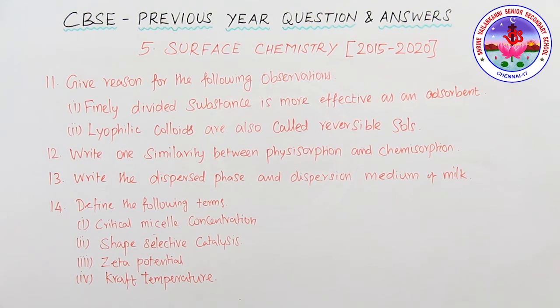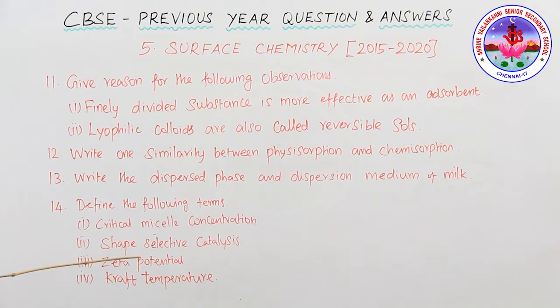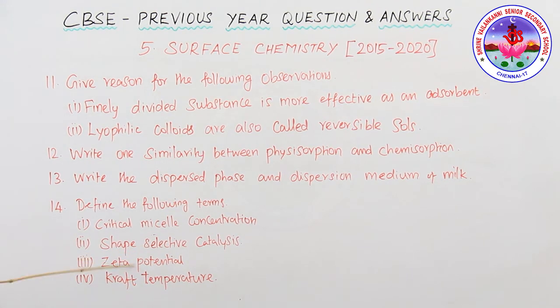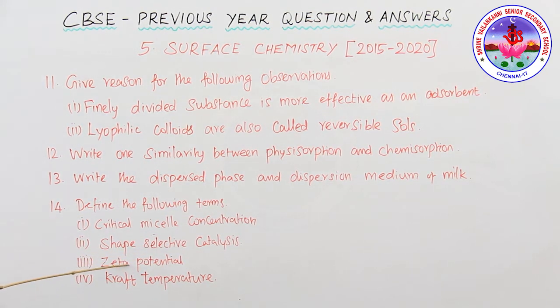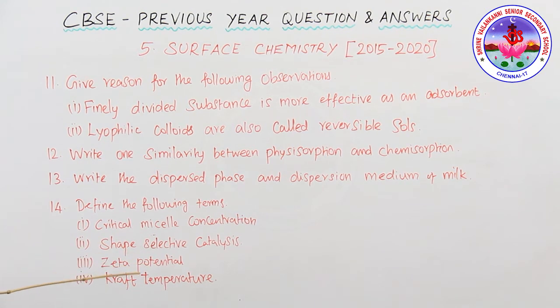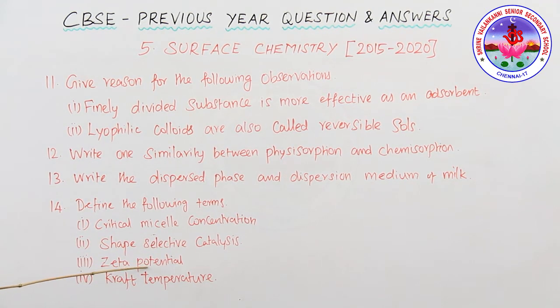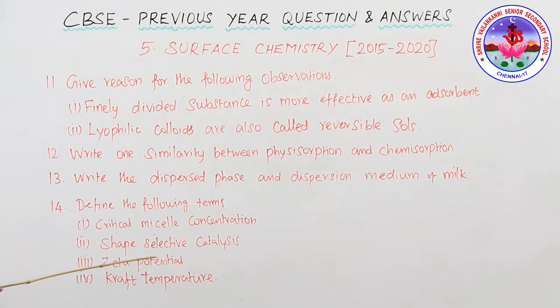The zeta potential, or electrokinetic potential. You can call it the zeta potential, or sometimes it comes as electrokinetic potential. Here, the potential difference between the fixed layer and the diffused layer of a colloidal solution having opposite charges is called zeta potential or electrokinetic potential. I will repeat this. The potential difference between the fixed layer and the diffused layer of the colloidal solution having opposite charges is called zeta potential or the electrokinetic potential.